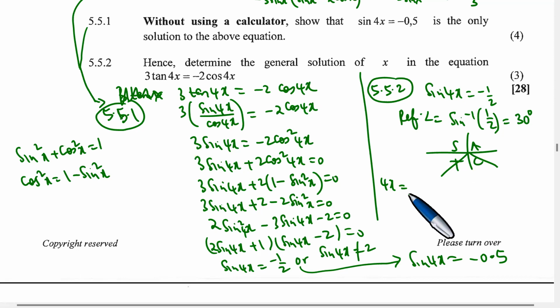4x equals. So what do we get out of these?